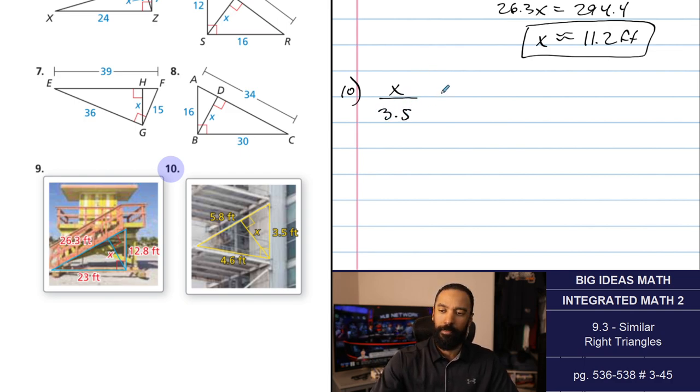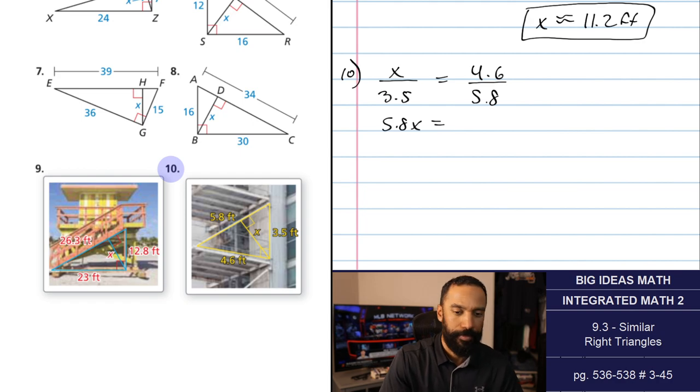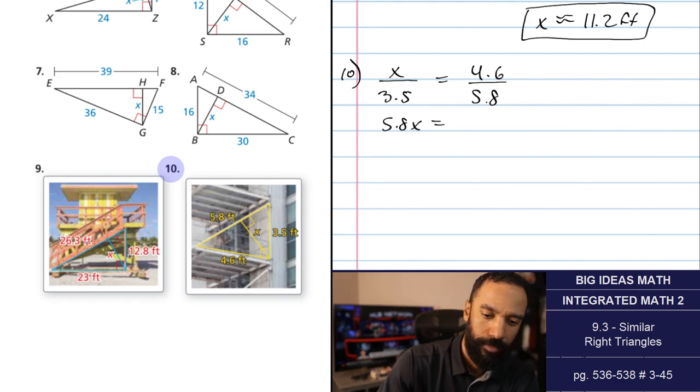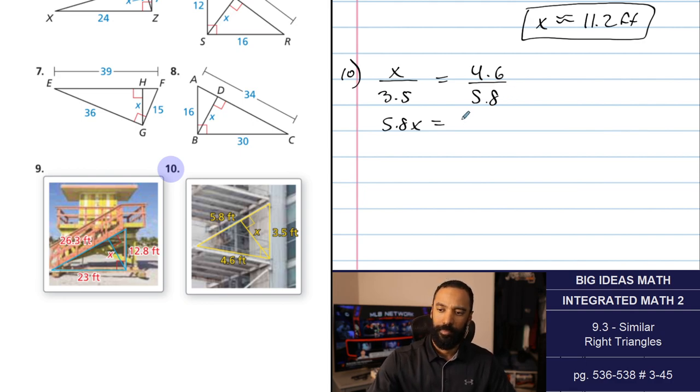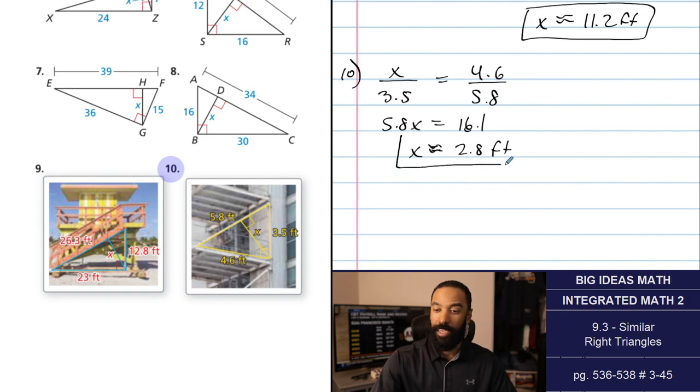So short of medium over short of big equals something else in the medium over something else in the big. We have the hypotenuse of the medium is 4.6 and the hypotenuse of the big is 5.8. This is also in feet. Cross multiply: 5.8x equals 16.1. And divide both sides by 5.8. It's not going to be pretty, but in a word problem sense, X is approximately equal to 2.8 feet. It's around 2.77586, something, something. Okay, that's 5 through 10.